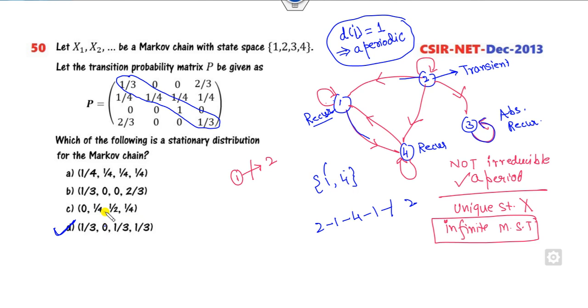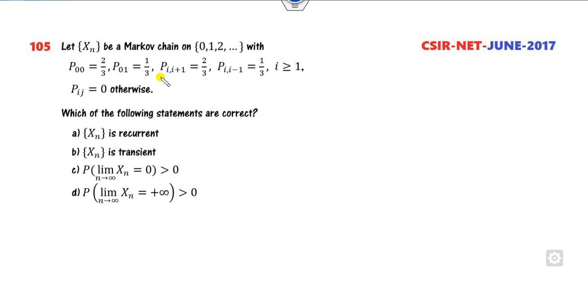Okay, look at this one. So you have to draw the diagram. How many states are there? They are infinite, because it is not finite. So look at that. 0 to 0, probability is 2 by 3. 0 to 1, probability is 1 by 3. And in this case, when i is greater than or equal to 1, when i is equal to 1, it is 1 to 2.